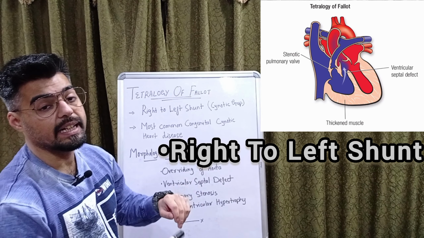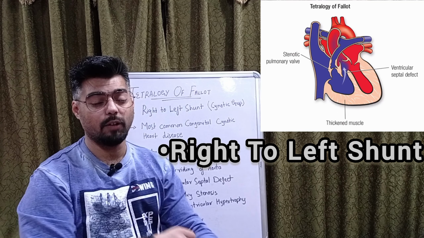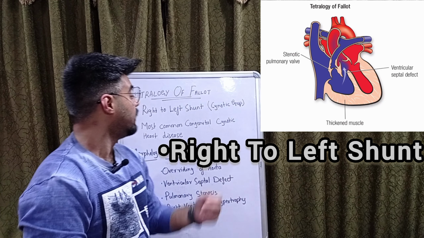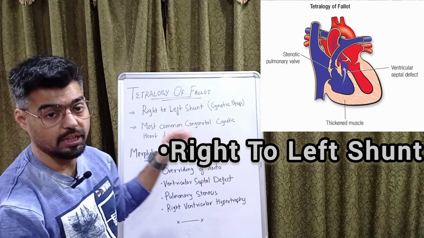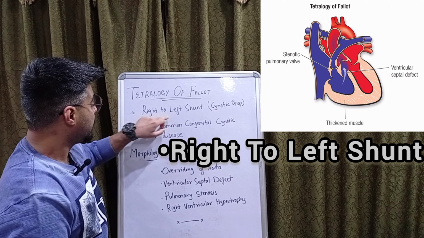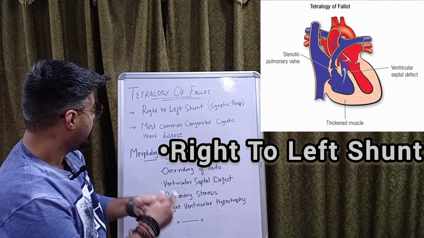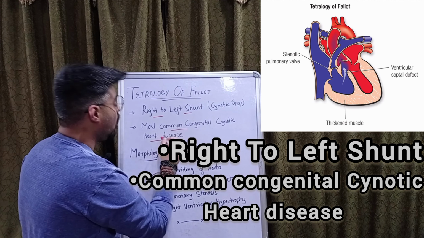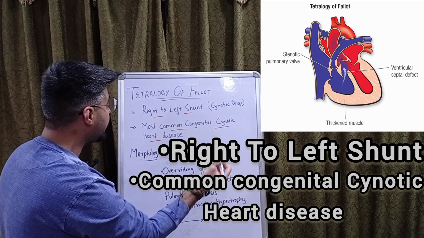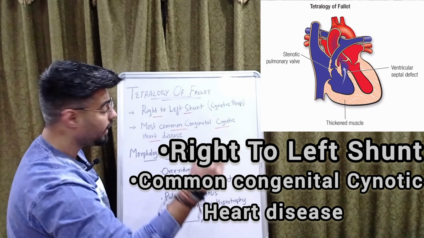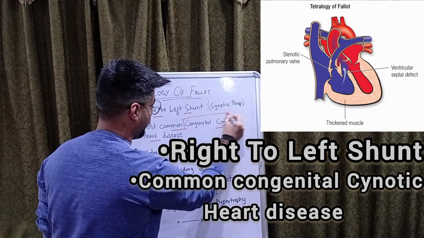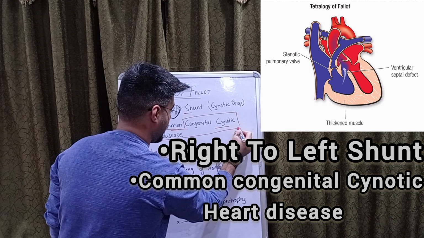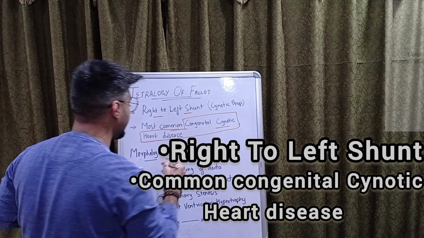In the previous video I have explained, and I have even uploaded a shorts video, showing the classification of right to left shunt and left to right shunt. Tetralogy of Fallot comes under the right to left shunt category. It is one of the most common congenital cyanotic heart diseases. Why cyanotic? Because it comes from right to left shunt. This is the most important point: congenital cyanotic heart disease.